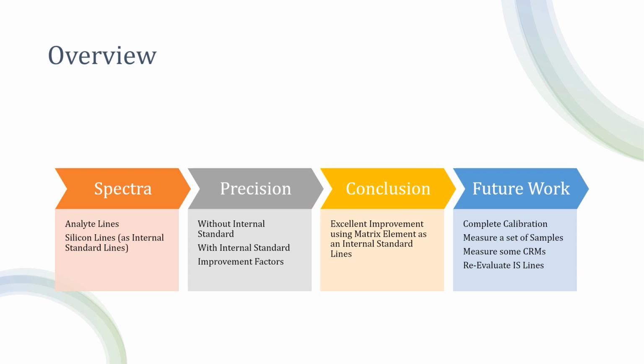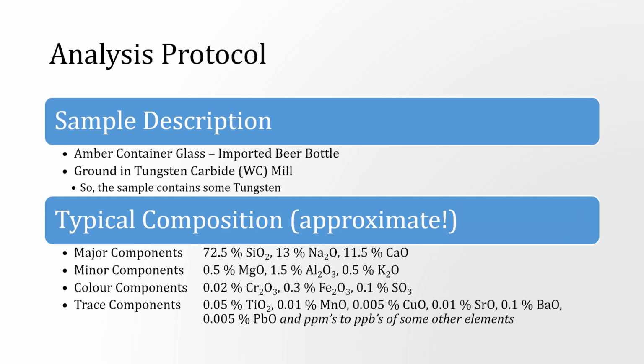Then we'll look at the spectra for the analyte lines, as well as a few silicon lines. The precision, and this is probably the crux of the whole story, is the precision with and without an internal standard and what the improvement was. Conclusion and some future work: doing a complete calibration, a set of samples, CRMs, and re-evaluation of the internal standard lines.